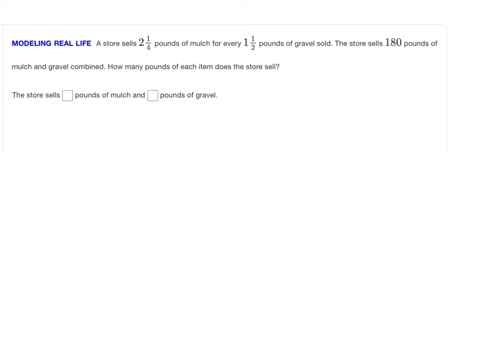We've got a ratio, and they want to know a total. So a store sells 2¼ pounds of mulch for every... So "for every" is a perfect word for a ratio. Okay, the ratio of mulch to gravel is 2 1/4 to 1 1/2. And then the store sells 180 pounds of mulch and gravel combined, keyword combined, which means total. So let's set this up.